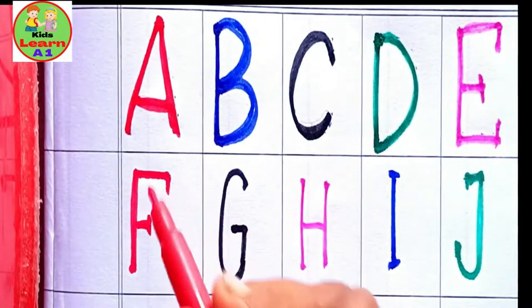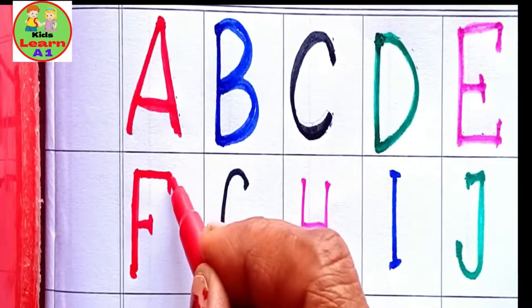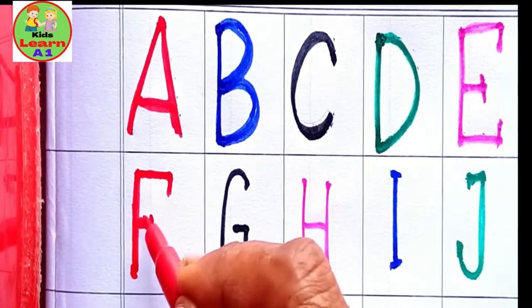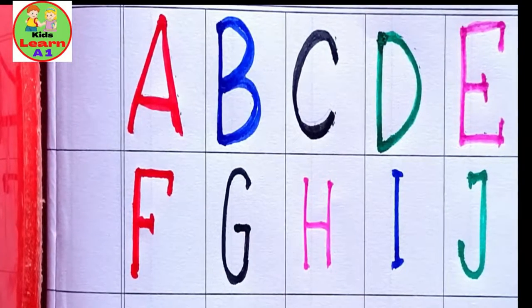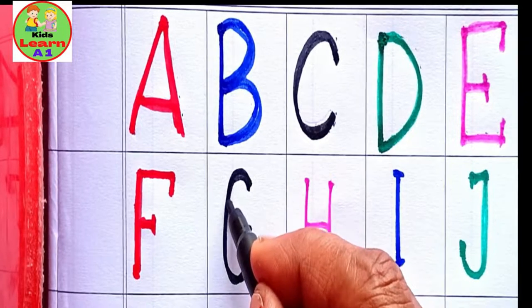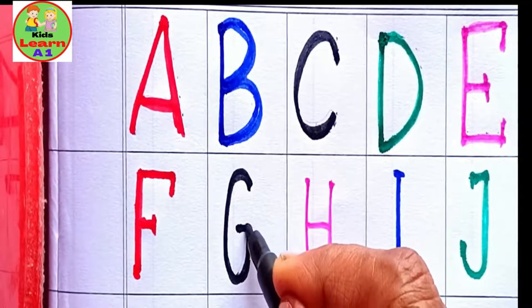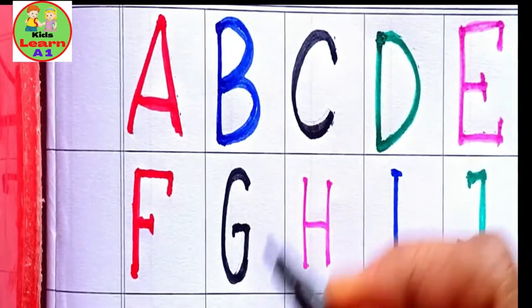Red color. F. F for fish. F for fish. Black color. G. G for goat. G for goat.